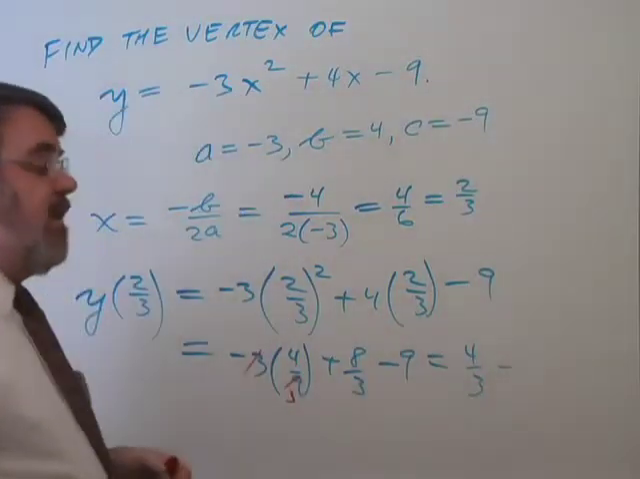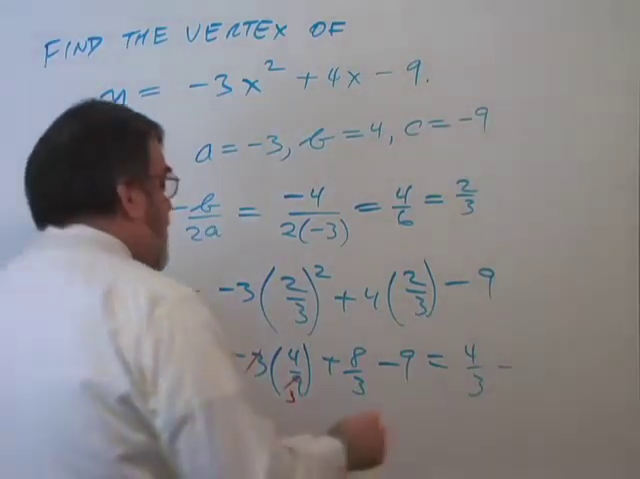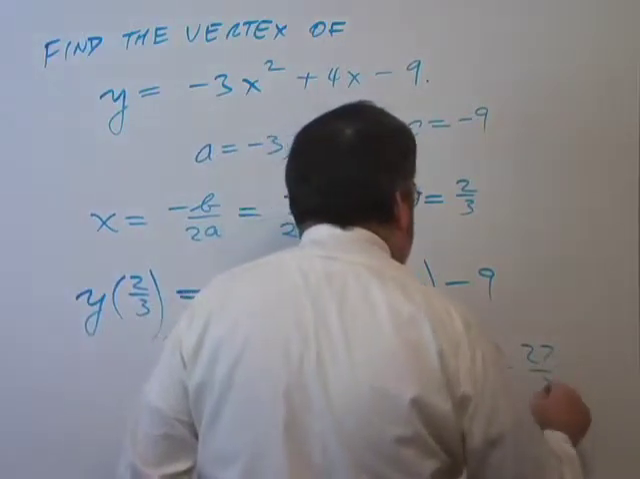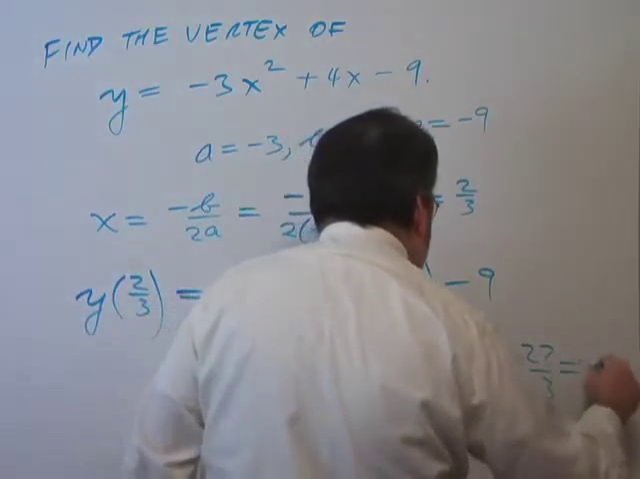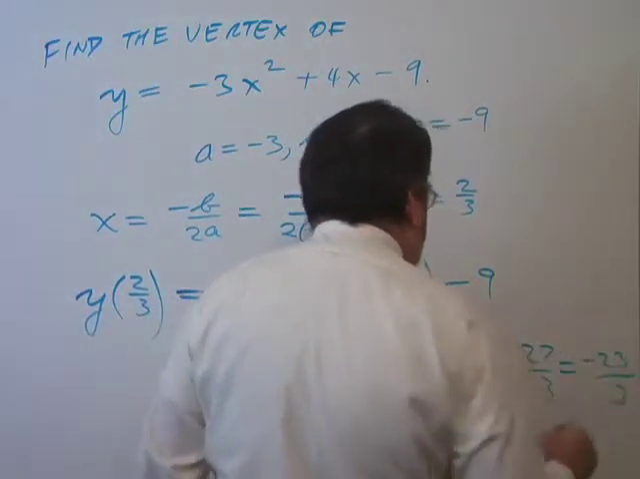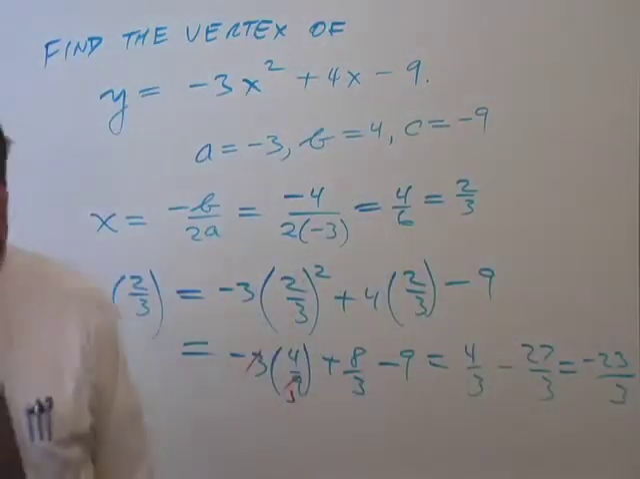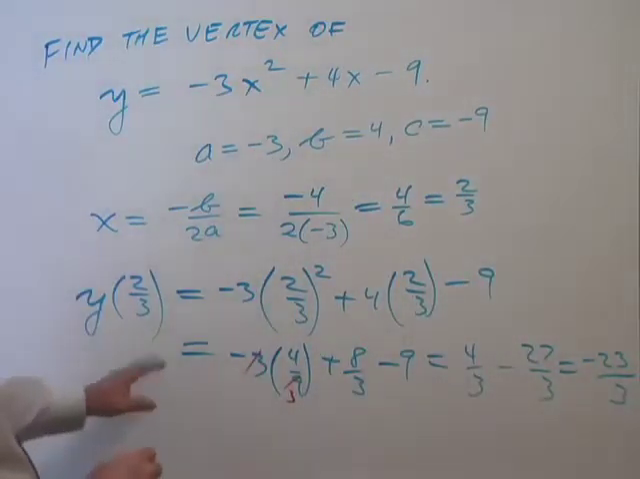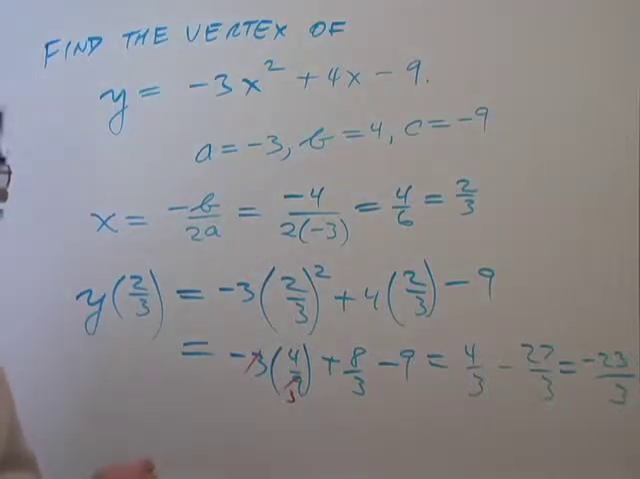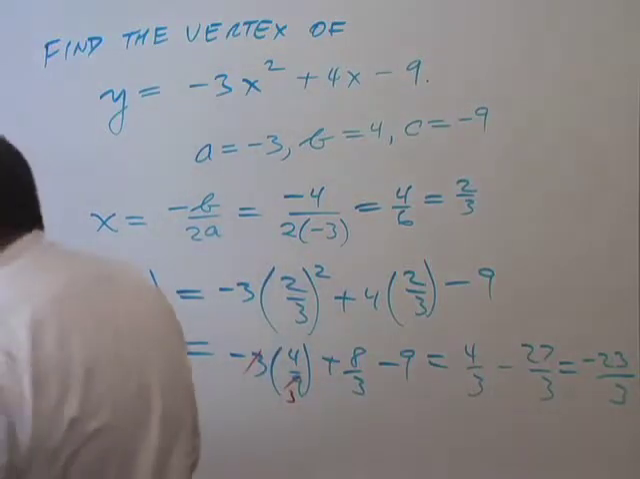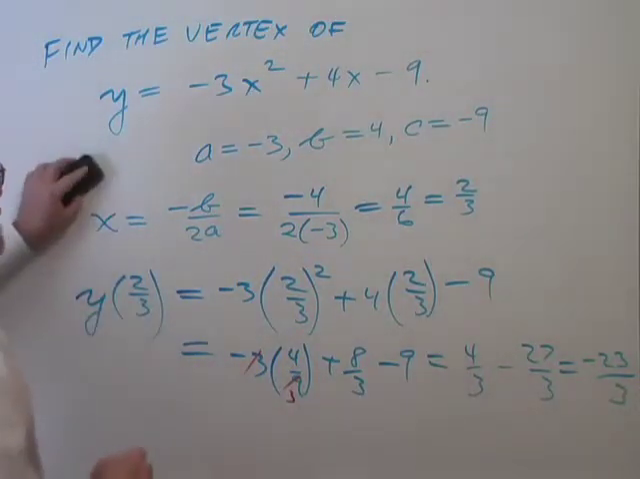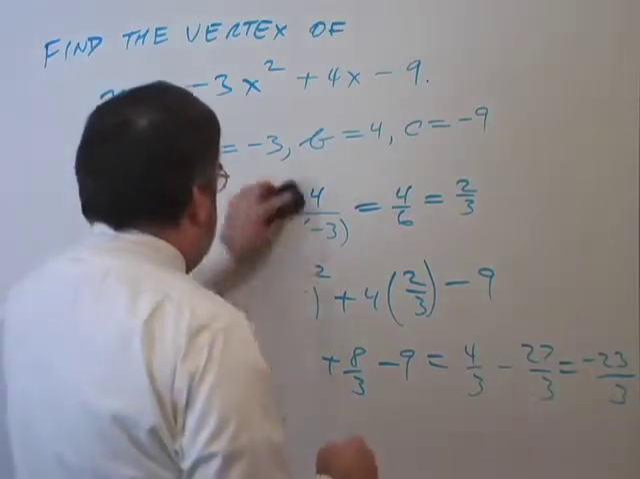And 9, let's get our common denominator. 9 will be 27/3. So we end up with negative 23/3. All right. So a little bit of work there to get the y value, but now we know what the vertex is, and I don't know where to write it, do I? So I'll have to make a little room here and write that out.